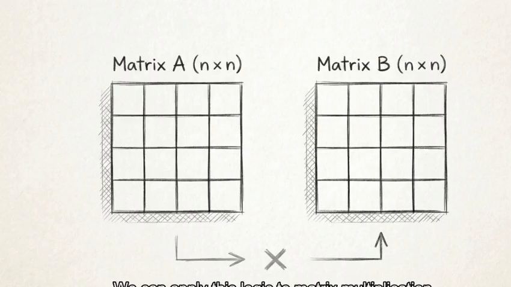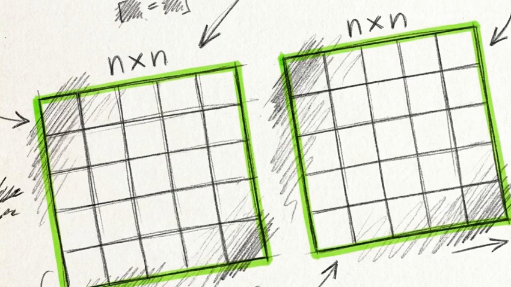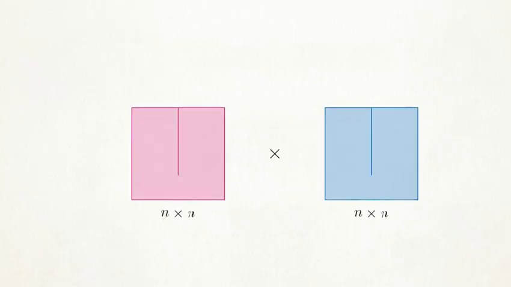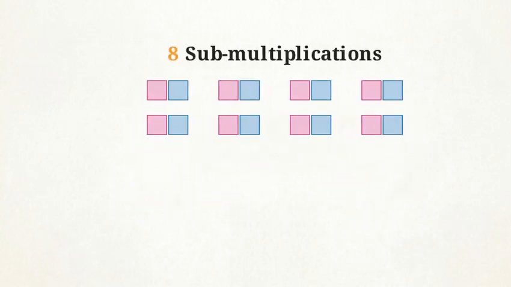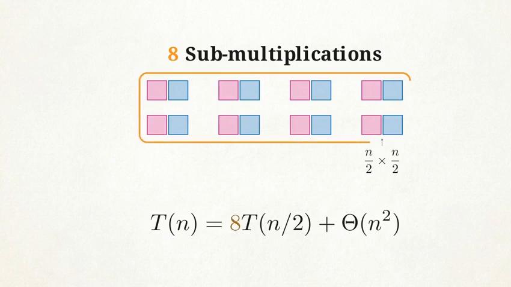We can apply this logic to matrix multiplication. Before looking at advanced optimizations, we must establish the baseline for a standard divide and conquer approach. Splitting two n by n matrices into smaller blocks requires 8 sub-multiplications, each half the size of the original. This produces a specific recurrence relation.